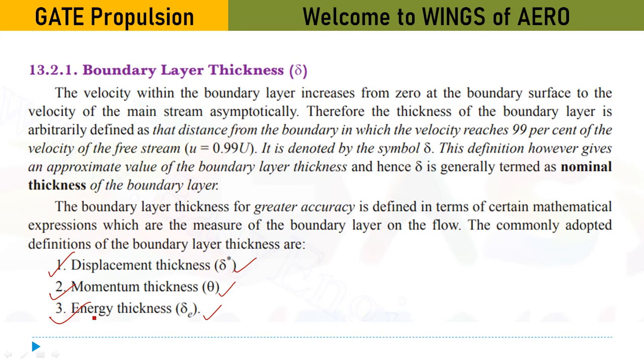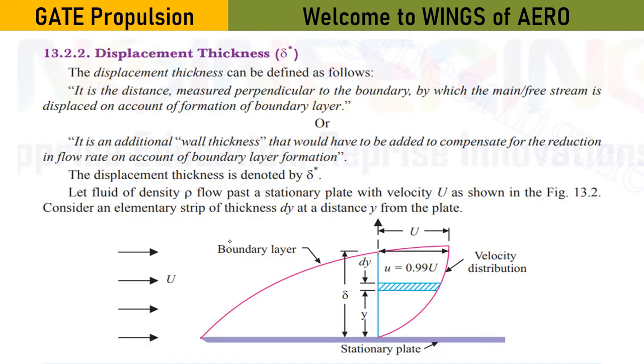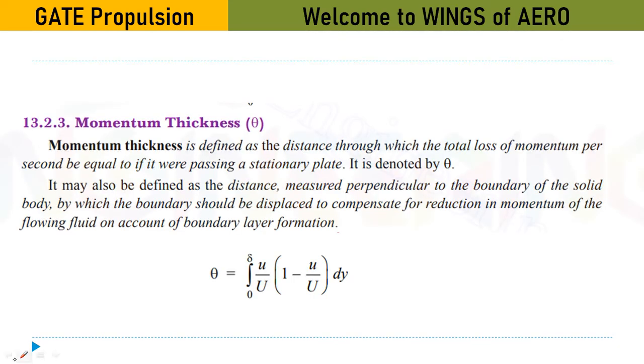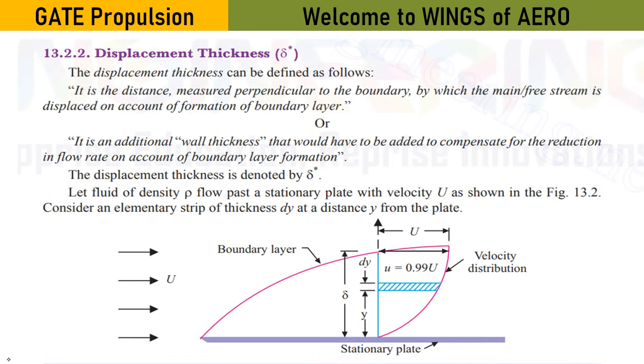So let me write the formula here. So for the displacement thickness, the formula is del star. So along with me, please note down the formula. Del star equals integral 0 to del of 1 minus u by u infinity dy. This is the formula for displacement thickness.